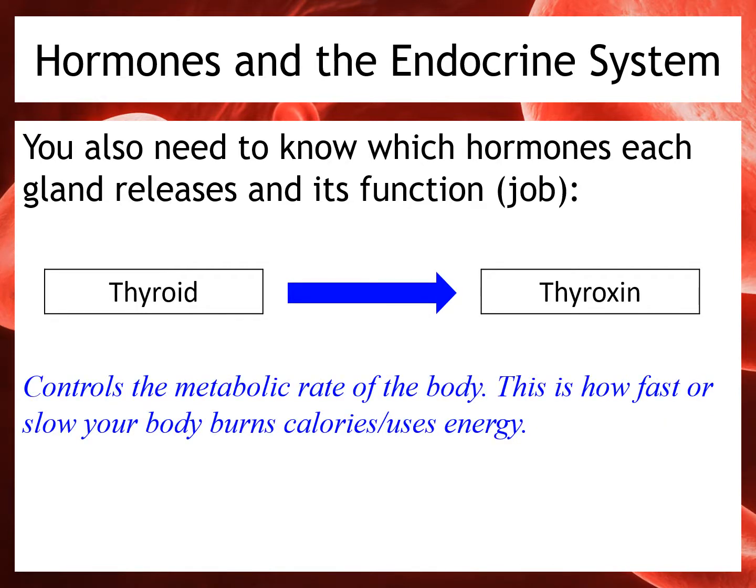The thyroid produces thyroxine, and thyroxine controls what we call the metabolic rate of the body. The metabolic rate refers to how fast or slow our body uses up energy or burns calories. If we have a very high metabolic rate, we burn up those calories very quickly. If our metabolic rate is very slow, we burn those calories very slowly. So if the thyroid doesn't work properly, it can affect how quickly our body turns fuel into energy.